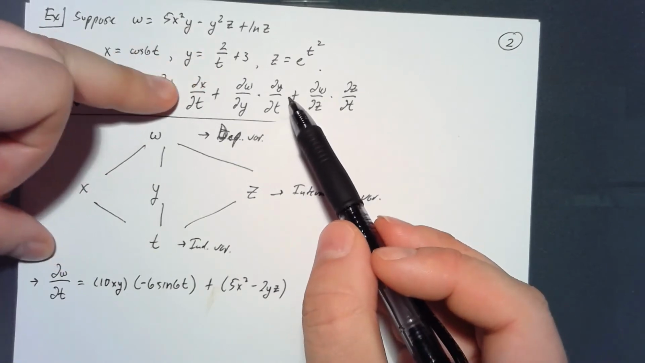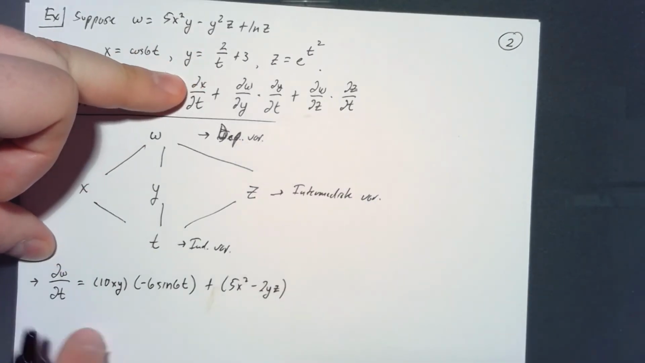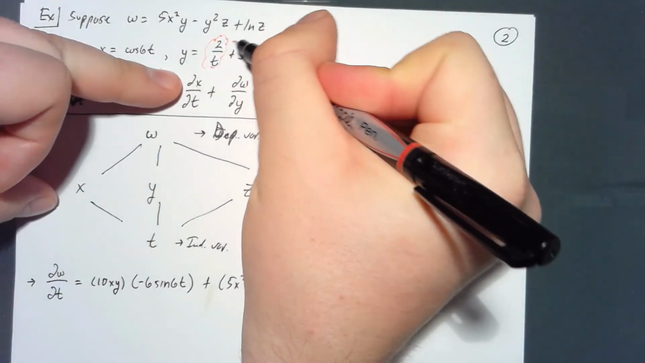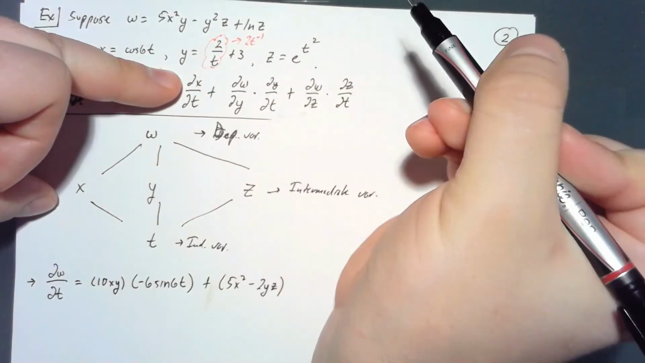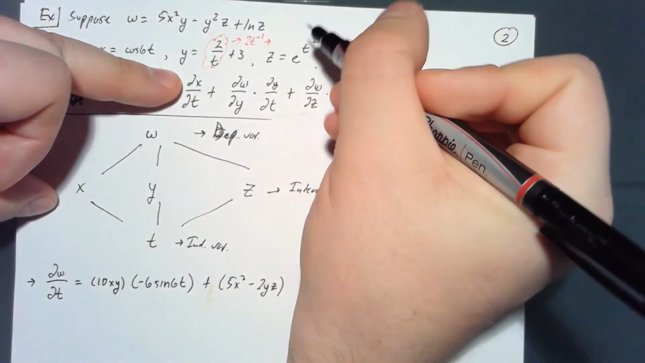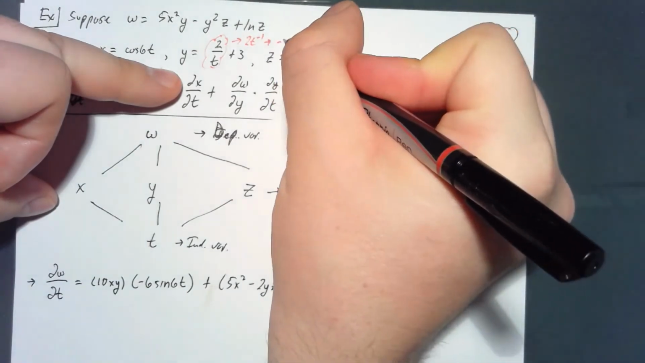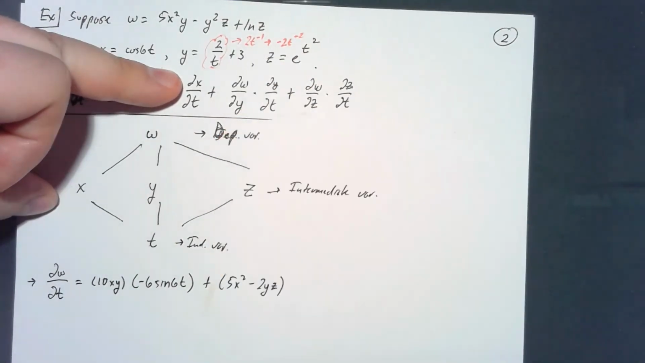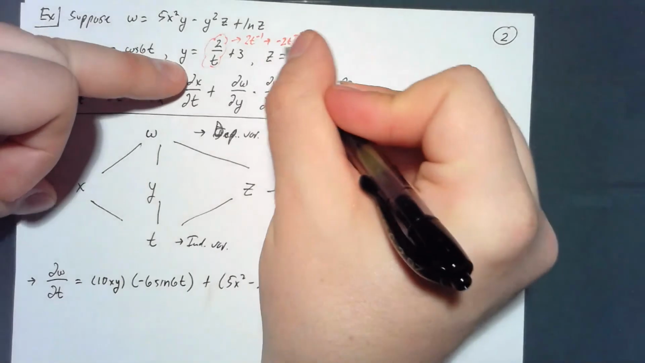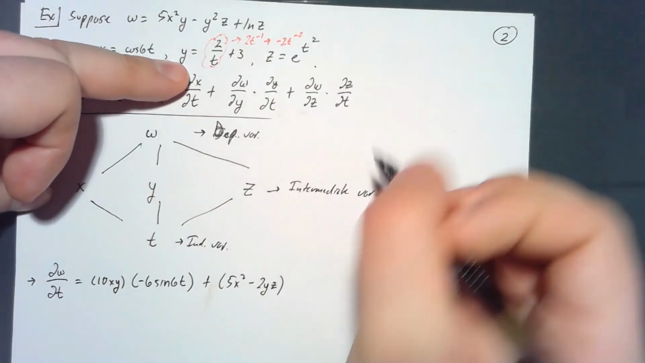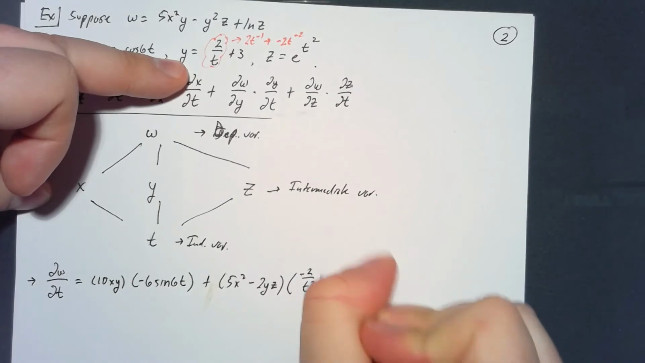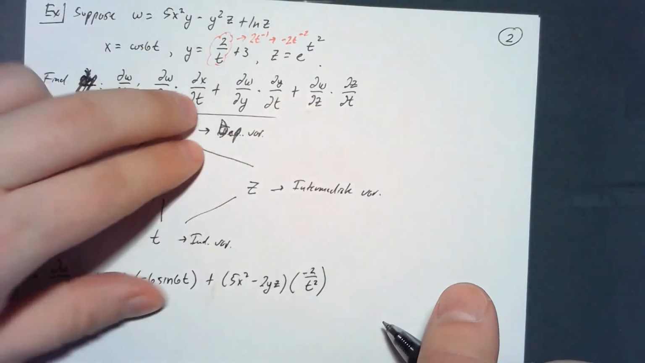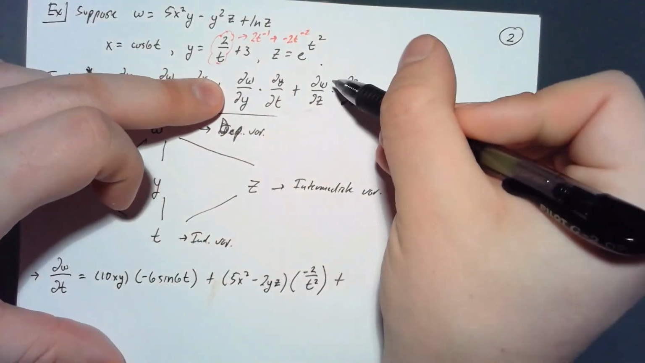Okay, now what's the derivative of y with respect to t? So that's this one. So again, this is 2 over t, so I could write this as 2t to the negative first, right? So if you use the power rule there, you're going to have negative 2t to the negative second. And obviously the derivative of 3 is 0. So this is negative 2 over t squared.